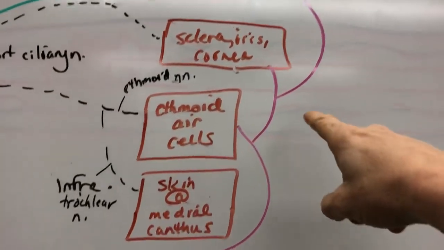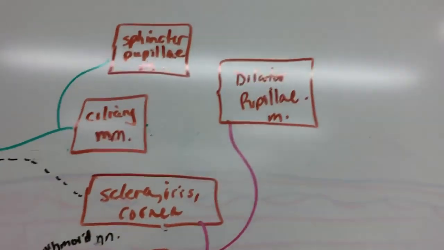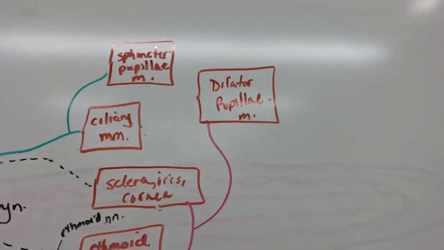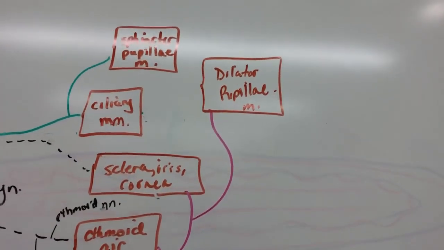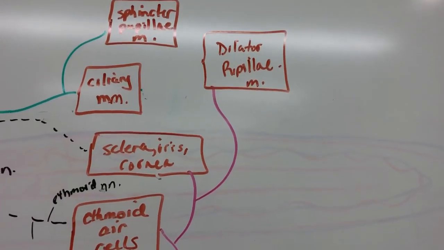Our sclera and cornea don't receive much there, but we do go to the dilator pupillae. The dilator pupillae are what dilate the pupil and counter the sphincter pupillae up top. This will dilate our pupil to be able to let more light in so we can run from our predator.